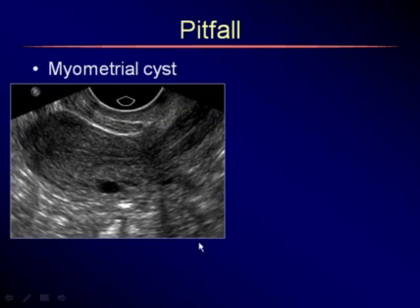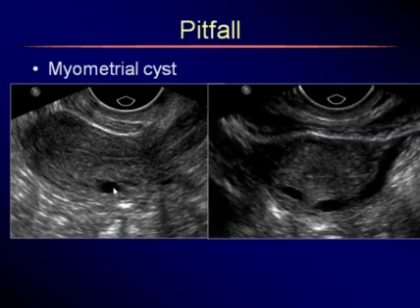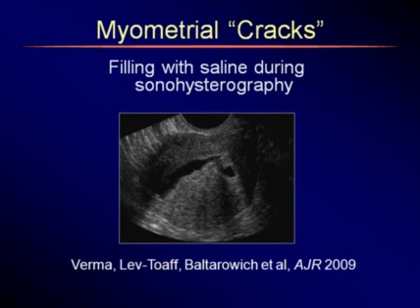A pitfall here could be, at least for these myometrial cysts, could be a vessel. So in this case, it looks like a cyst, but remember, everything has to be confirmed in a 90-degree projection, and this is a patient I showed you earlier that has a huge arcuate vein underneath the outer layer.